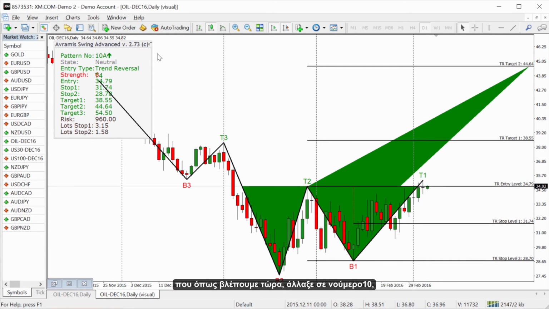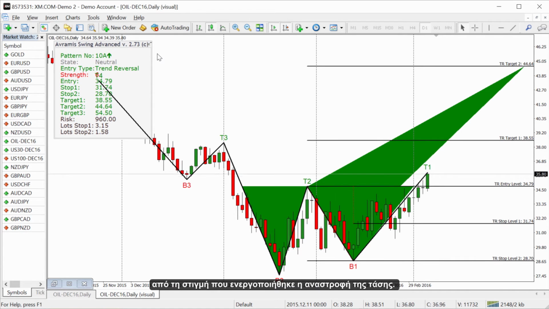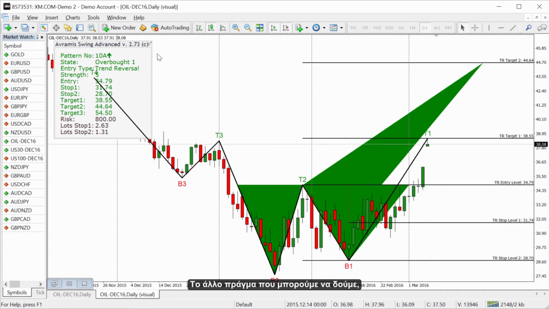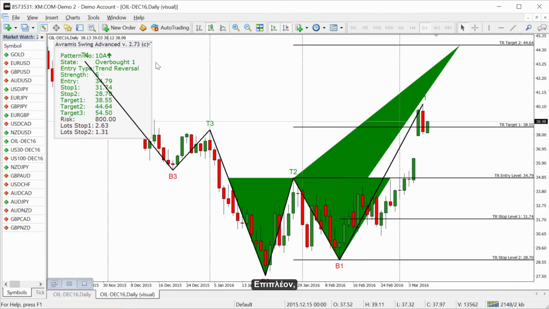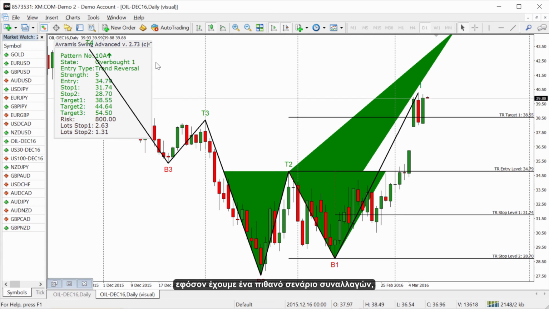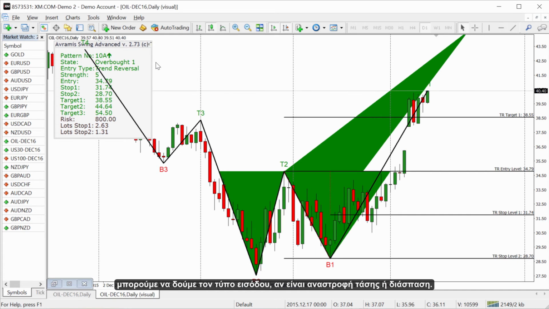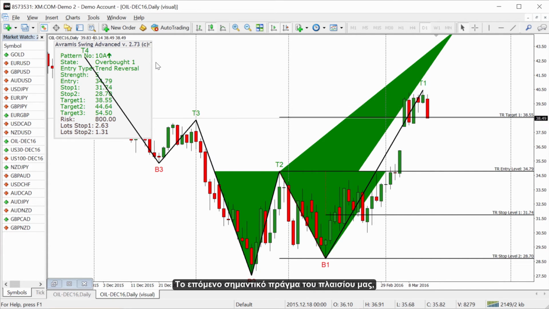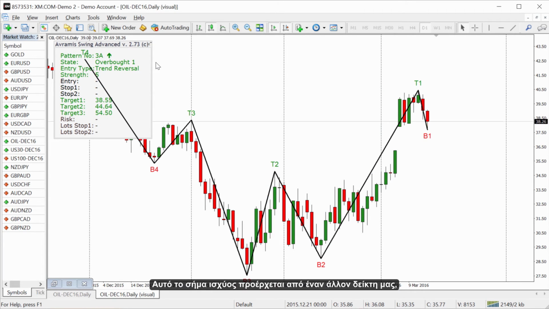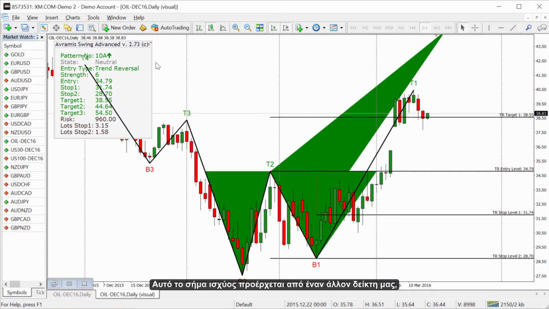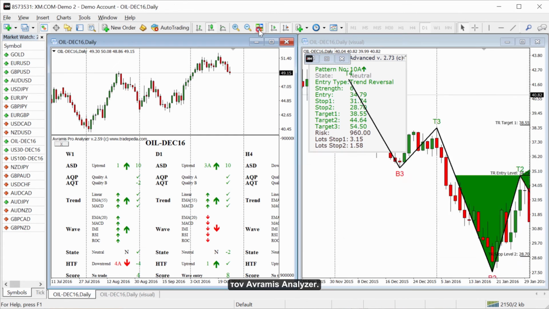As we can see, it has now changed to a number 10 ever since our trend reversal was activated. The other thing we can see is the state the market is in, whether overbought, oversold, or in a neutral state. Furthermore, once we have a possible trading scenario or an ongoing trading scenario, we can see the entry type, whether it is a trend reversal or a breakout. The next important thing of our monitor is the trade strength. Now this strength signal comes from another one of our indicators called the Avramis analyzer.